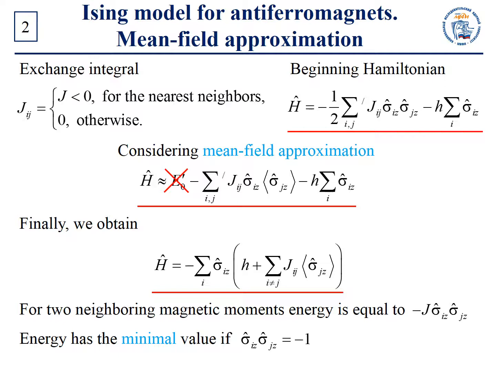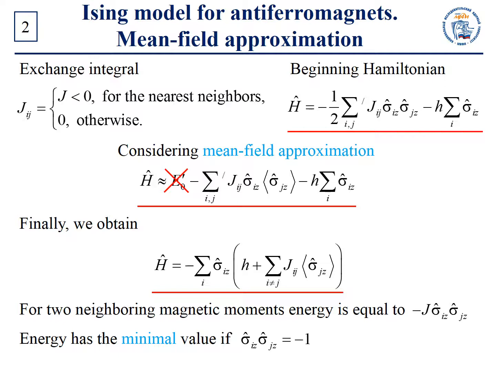For two neighboring magnetic moments, energy is equal to minus J sigma iz sigma jz, and it has the minimal value if the product of sigma iz and sigma jz is equal to minus 1, i.e. sigma iz and sigma jz have different signs. In other words, neighboring magnetic moments have opposite directions. This applies for any pair of neighboring magnetic moments.